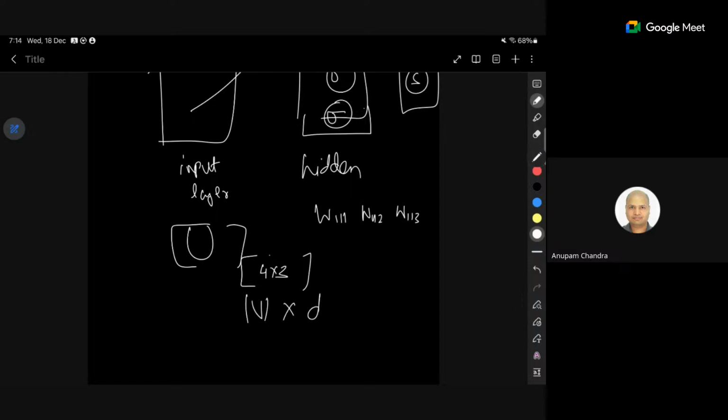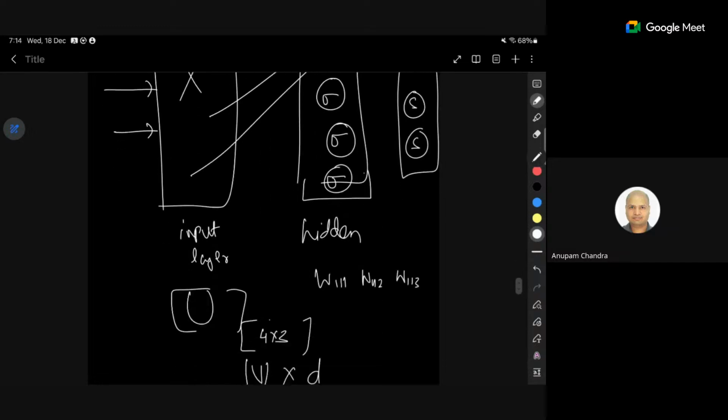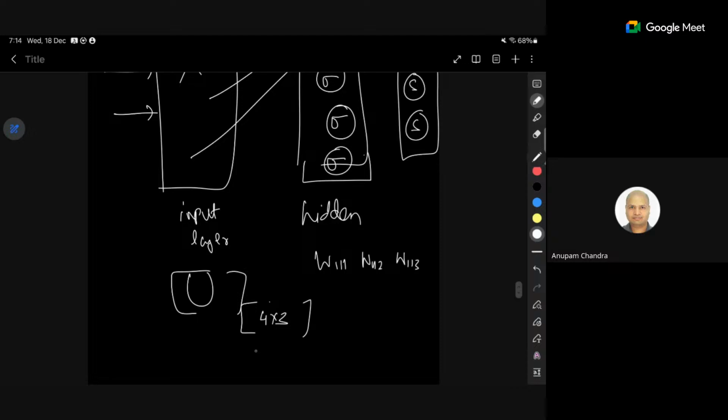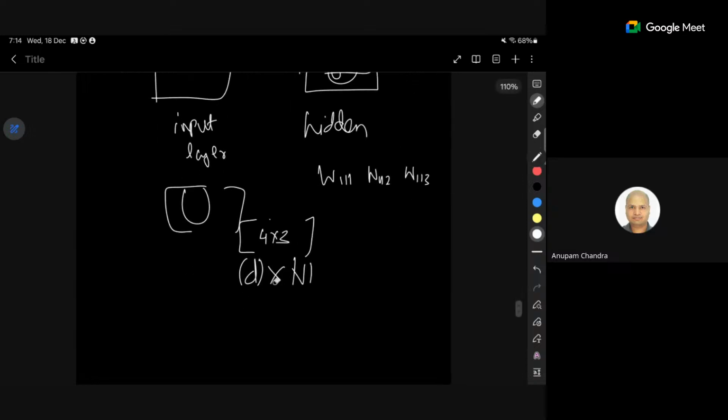Okay, and this is going to be the dimension of the input, this is the dimension of v, and this is the dimension of the hidden layer. So the dimension is d cross v.